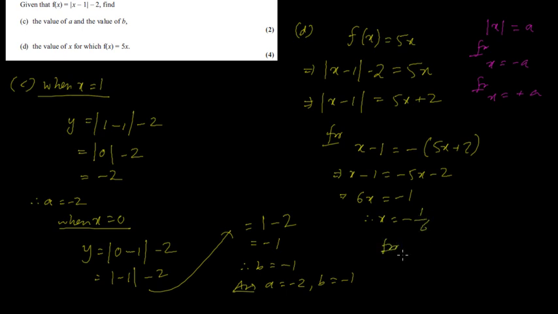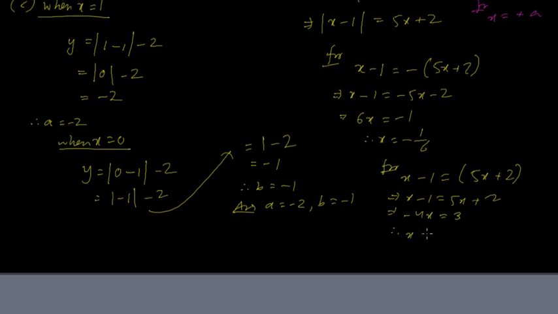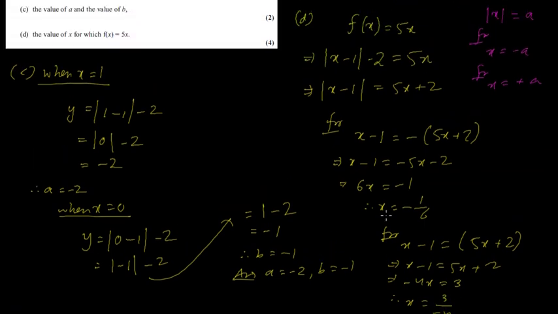Then you write for x minus 1. Now this time it will be positive, because we took negative ones, then we have to take positive. So it will be plus (5x plus 2). So it would be x minus 1 equals 5x plus 2. So x minus 5x is minus 4x equals 2 plus 1 is 3. So this would be x equals 3 by minus 4. Now we found two values of x. One is minus 1 by 6, the other one is 3 by minus 4, or minus 3 by 4.